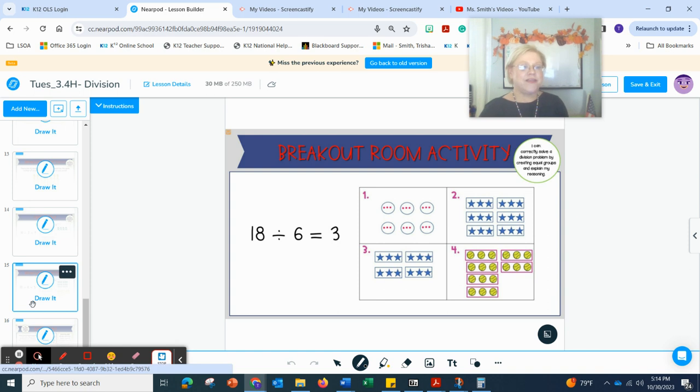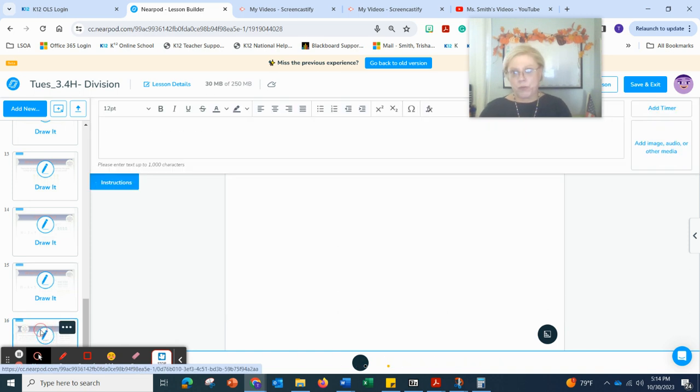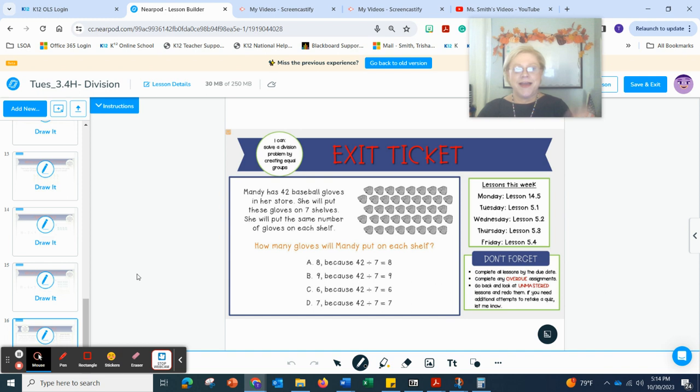All right. And then your exit ticket. Drum roll, please. Mandy has 42 baseball gloves in her store. She will put these gloves on 7 shelves. She will put the same number of gloves on each shelf. How many gloves will Mandy put on the shelf? This one, you got this. You are going to rock this. I know you do. Okay, chickadoodles.